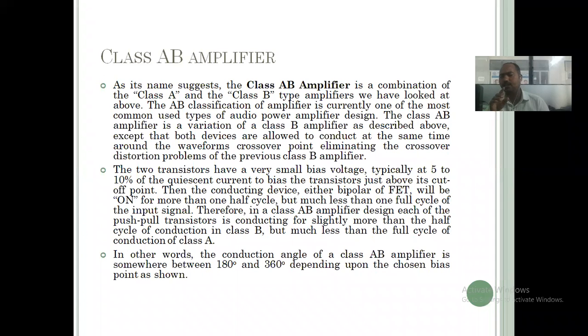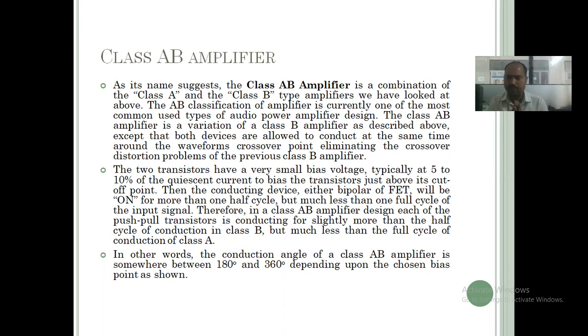So we know that in the case of class B, it works for 180 degrees. Class A is 360 degrees. So in between, greater than 180 and less than 360, is the configuration applied in the class AB type of configuration, right? So in other words, the conduction angle of the class AB amplifier is somewhere between 180 and 360 degrees.